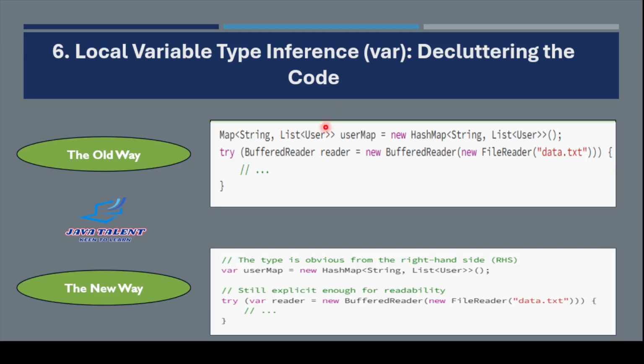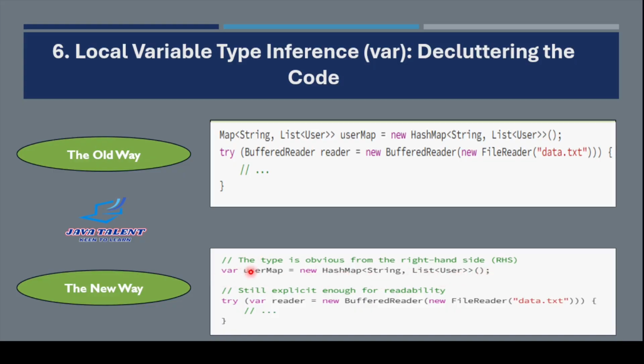Okay. So in the older approach which you have used here, like Map of String, List of User, userMap equals new HashMap. But here you see the way we have written it in the new approach, the type is obvious from the right-hand side. So from LHS to RHS it goes. Now var userMap equals new HashMap of String and List of Users.